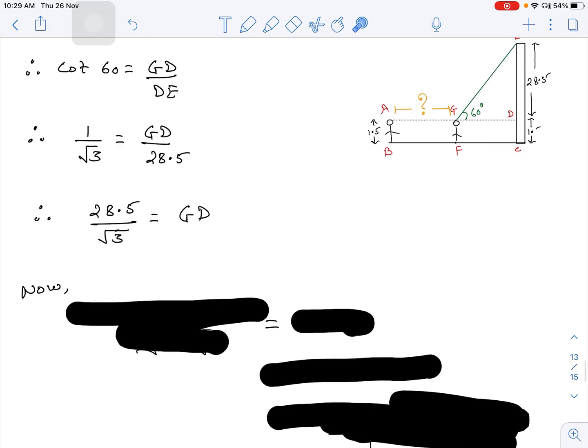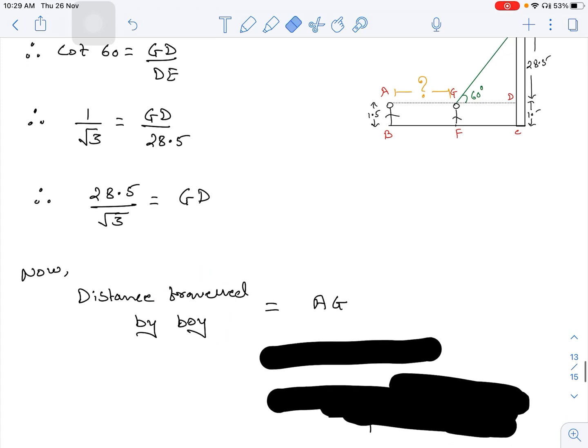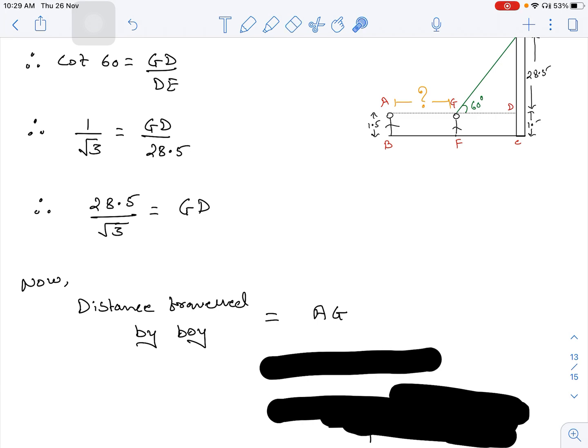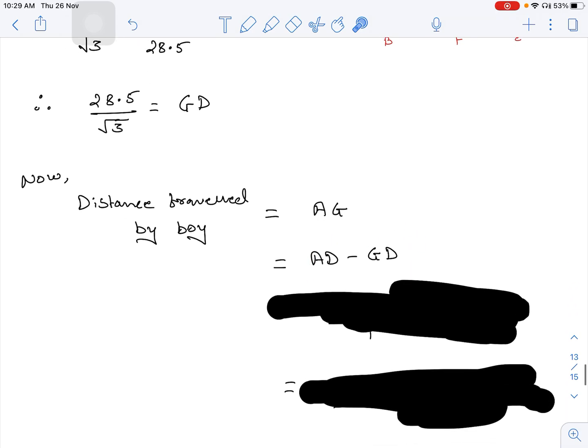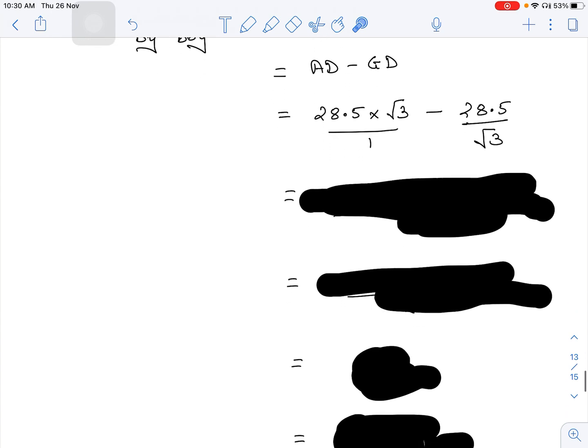Now we want to find the value of AG, that is the distance covered by the boy. So the distance traveled by the boy is equal to AG. Now AG is given by what? Already we have seen AG is given by AD, that is this total distance, minus GD. So we have mentioned it over here, AD minus GD. AD we have already written as 28.5 into root 3, minus the value of GD, which we got from here, that is 28.5 upon root 3. Now there is a calculation part. You can do the calculation as per your own convenience. Here I have done some calculation, let us see it.